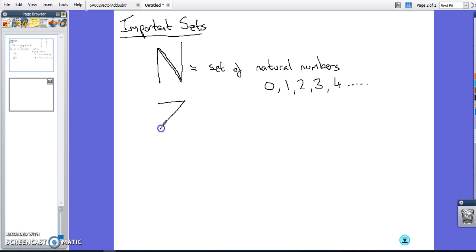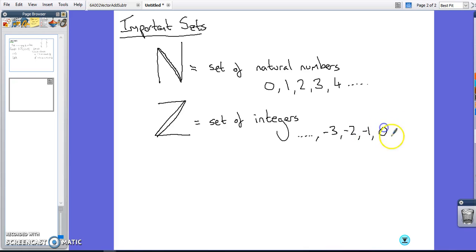Next up, we have the set Z, with a double line here. This is known as the set of integers. And these are all of the whole numbers, including all of the negative whole numbers. So the set of integers includes, for example, -3, -2, -1, 0, and all of the positive whole numbers, 1, 2, 3, etc.